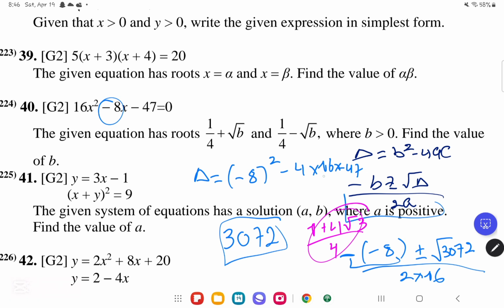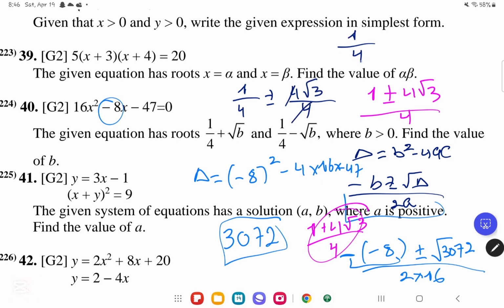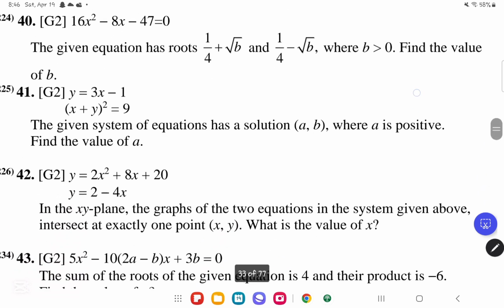So that means the roots, they are what? They are 1 plus or minus 4 radical 3 over 4. If you take them into two separate fractions, it's 1 over 4 plus or minus 4 radical 3 over 4. Here you can cancel the 4 and 4. So very simply, the roots, they are what? 1 over 4 plus or minus radical 3. So the value of b, it's going to be what? It is going to be 3. We move on to question number 41.